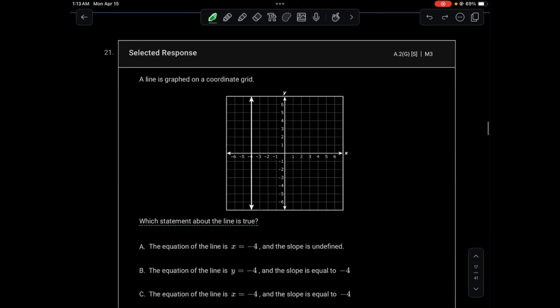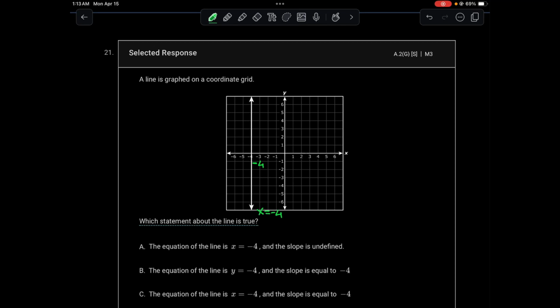Let's go to 21. A line is graphed on the coordinate grid. This is the line. Okay, that keeps going up and down forever. What do I know about this line? Before I even look at the options, I see that it goes through -4. That means all the points of the line have x coordinate equal to -4, and this is the equation of the line: x equals -4.